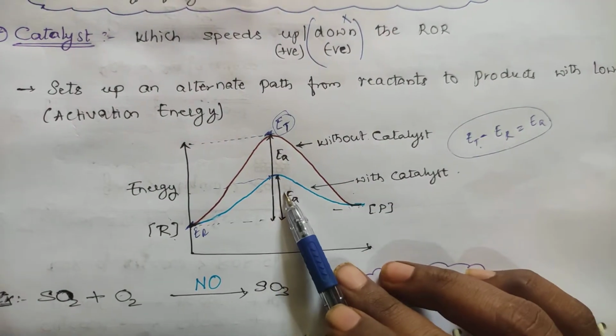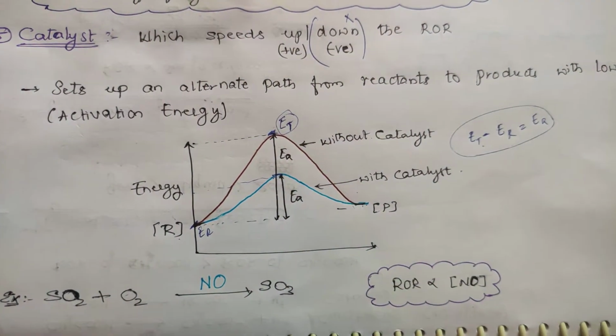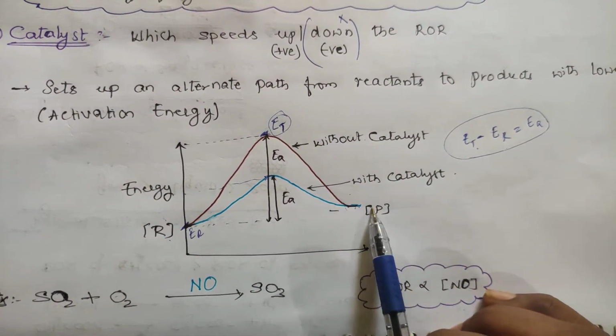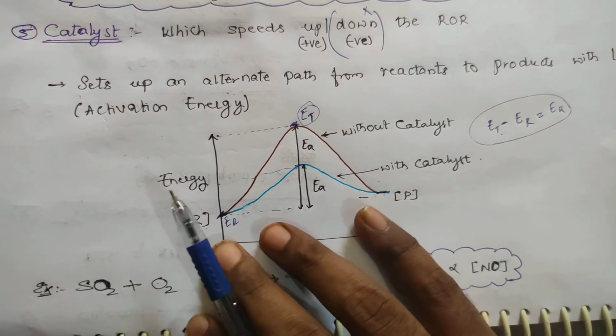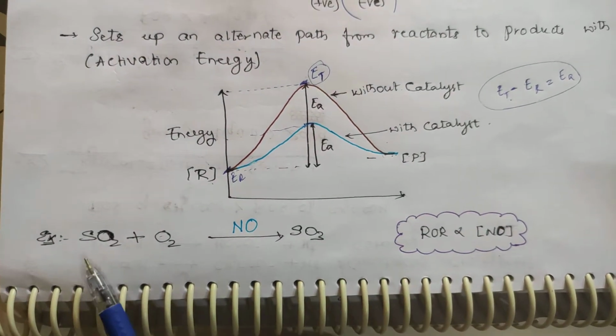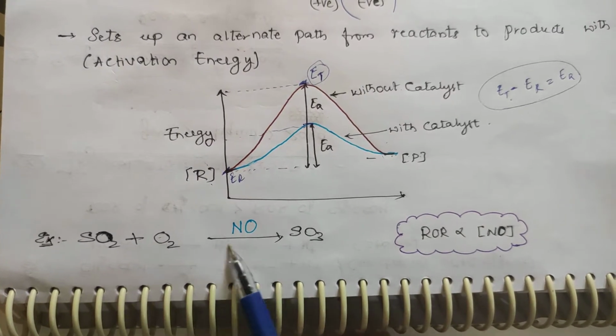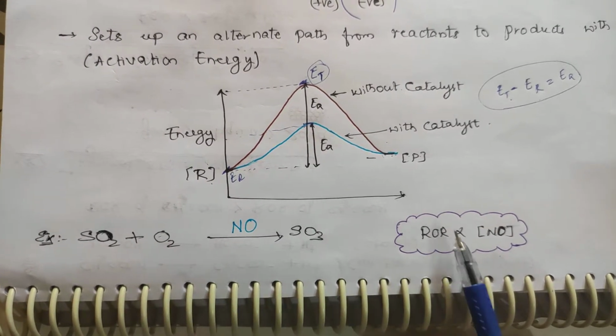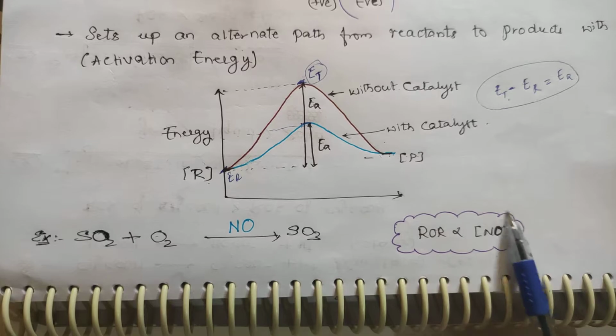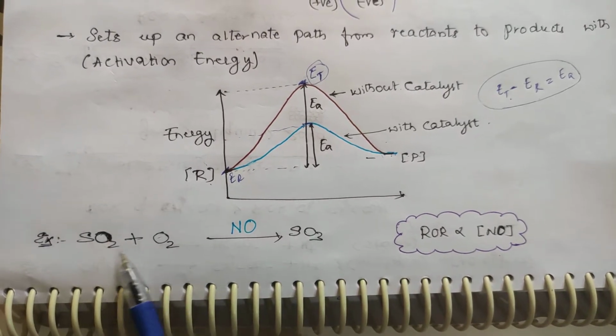This path has been changed by lowering the activation energy. In this way the reaction will be occurring. It results in the formation of the product. So for example, if you take SO2 plus O2, it gives rise to SO3 in the presence of catalyst NO. Generally the rate of the reaction is represented here in the form of NO. It is not represented with this one.